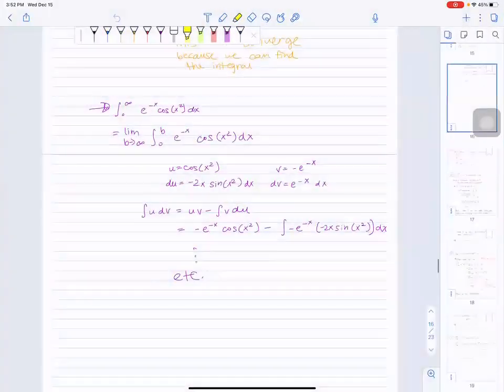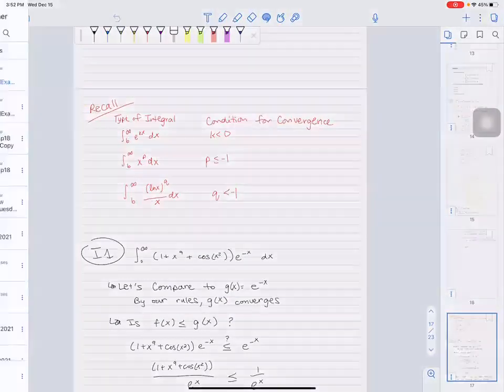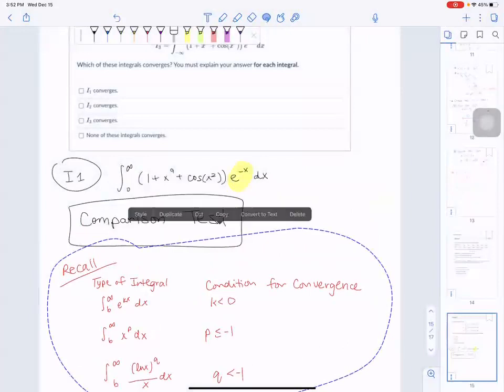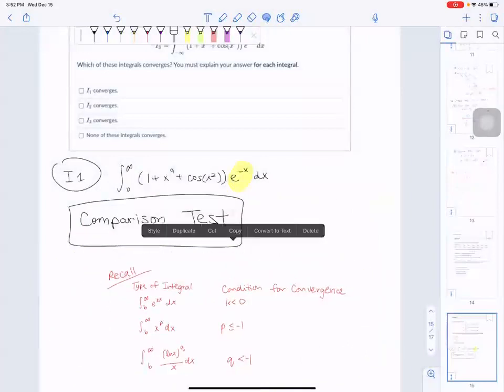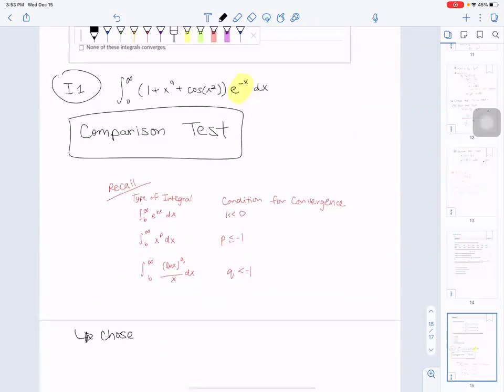So recall from yesterday's review session, I will copy paste this here. Recall we know these nice rules, like the types of integrals and their conditions for convergence. So I'm going to choose our familiar function, g of x, to be e to the negative x, because that's familiar. We know that g of x converges because this exponent, negative 1, is indeed less than 0. So g of x converges here.